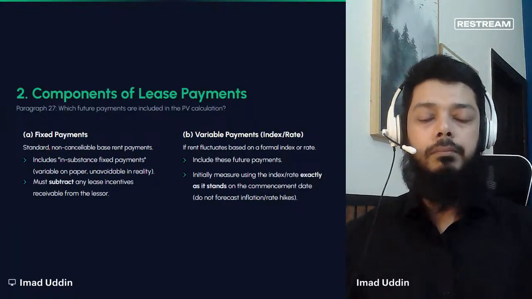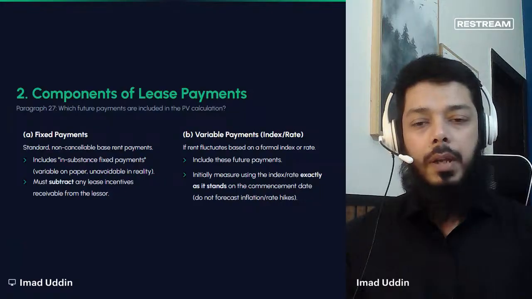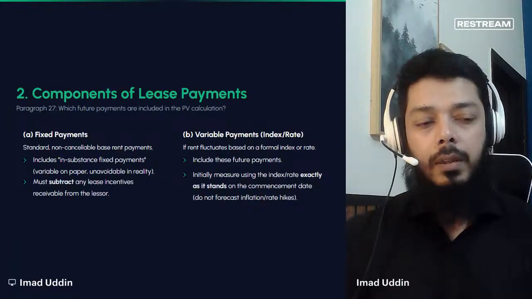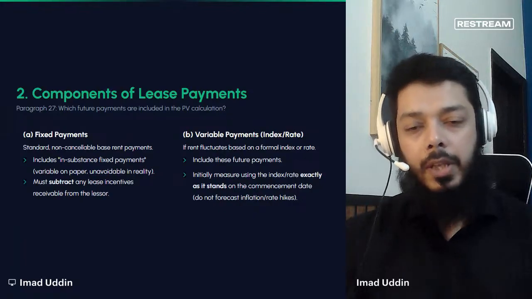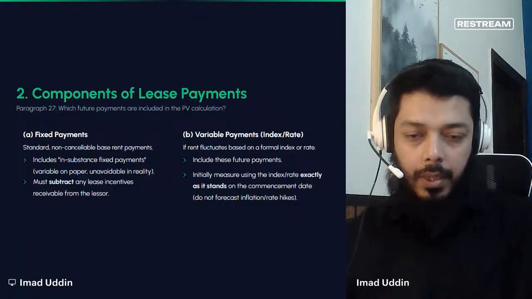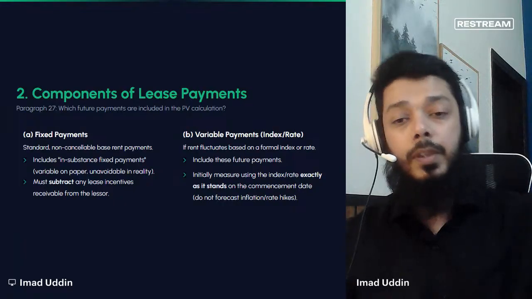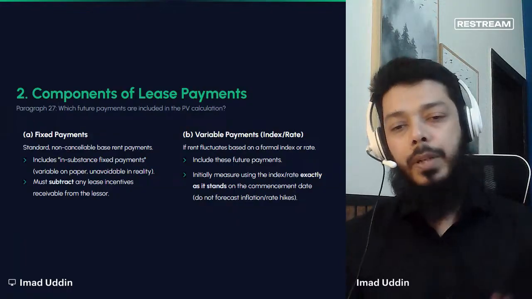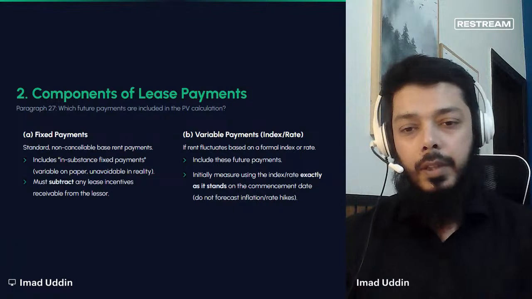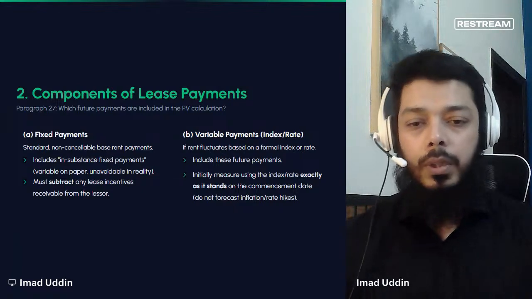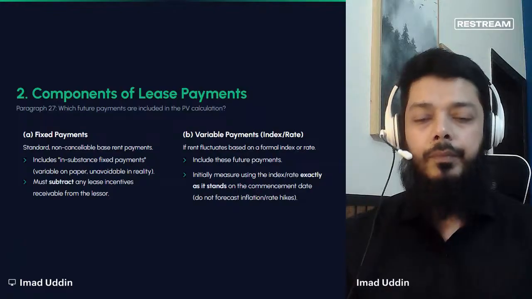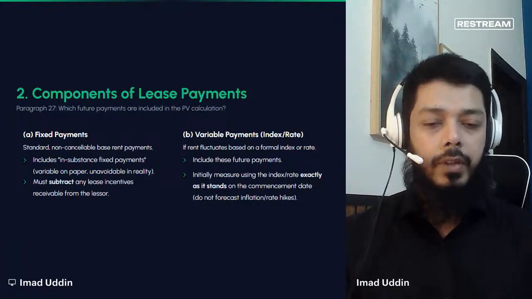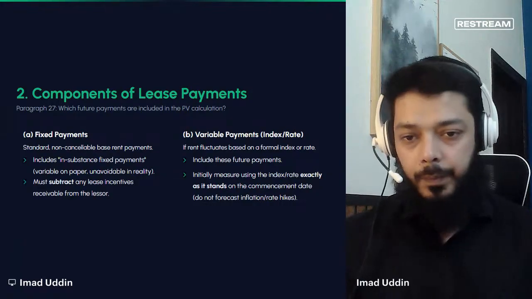And even if, let's say, you have payments that might increase after every year. So let's say your monthly rental may increase by 10% after 12 months, and after 24 months it may increase further by 10%. Those are also called fixed payments because they have been predetermined at the time of the contract. But these also include in-substance fixed payments. Some in-substance fixed payments essentially look like variable, but in substance or in reality they are fixed.